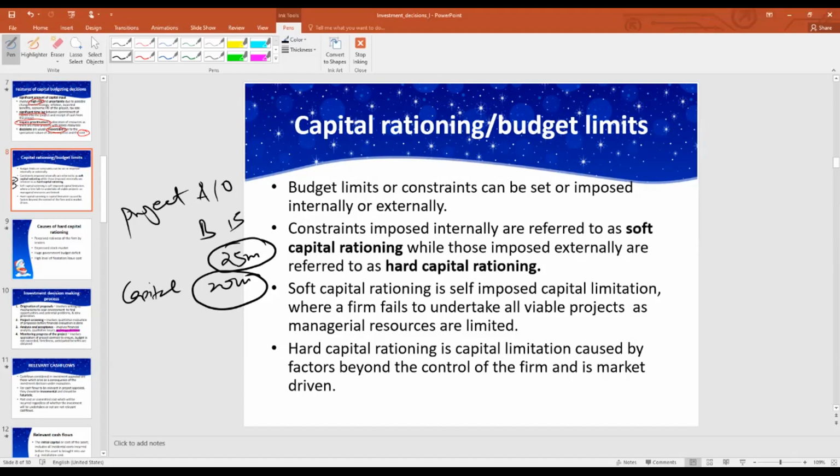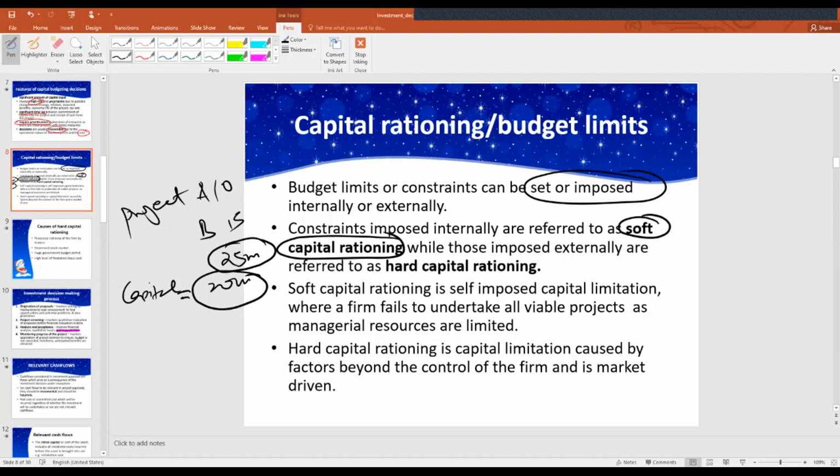The constraint imposed on capital is referred to as capital rationing. Now, if this restriction of 20 million is of the company's own volition, where the management have put the restriction, saying we're not going to borrow externally and we only want to finance from our own money, then that's soft capital rationing. The restriction is imposed internally.